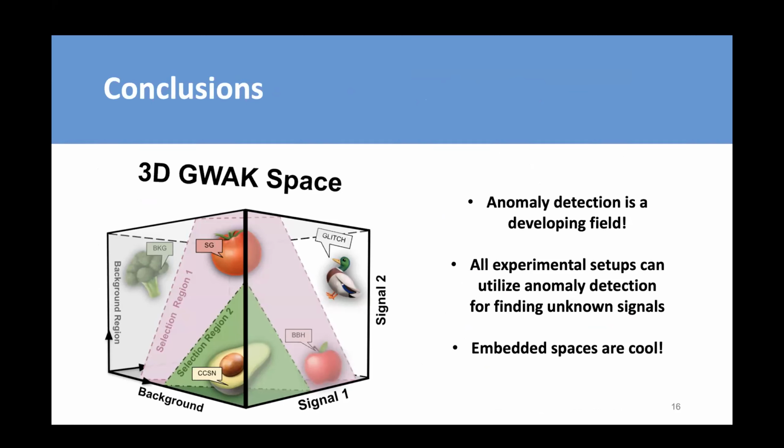We're going to be using them differently though in each regime. High energy is really a statistical field where we have a lot of events, hundreds of millions of events coming through, and you're looking for a bump in the statistics. While in gravitational wave, we only have one or two events per day. That is to say that all experimental setups, even you guys, can use these anomaly detection methods for detecting unknown signals. It might be the 1D space, or you could go to this seven dimensional embedded space, and also embedded spaces are cool.